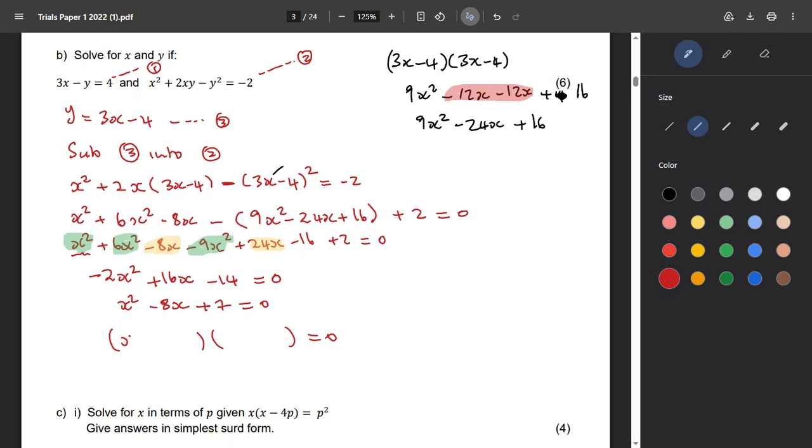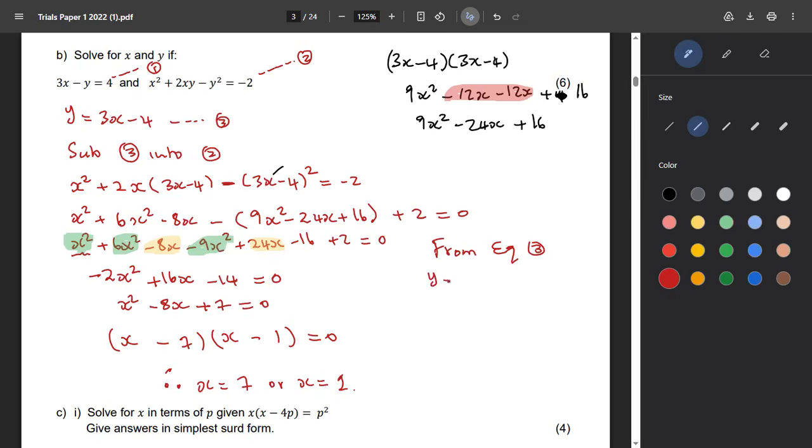So I'm going to have x on both sides. I need the factors of 7, but when I add or subtract them, they give us 8. It's just 7 and 1. Since it's positive, both of them should be negative. This leaves us with the value of x being 7, or the value of x being 1. This is not the end. We need to use equation 3 to find the corresponding y values.